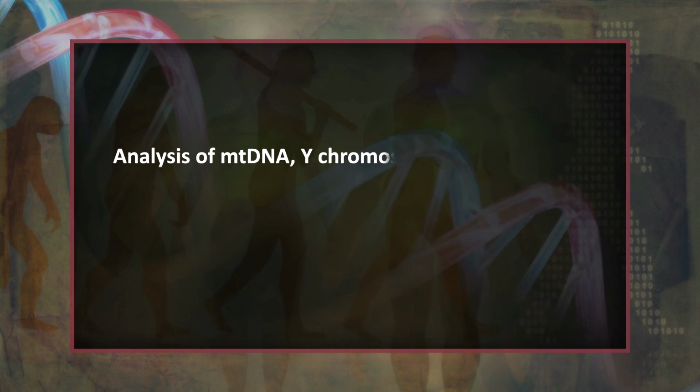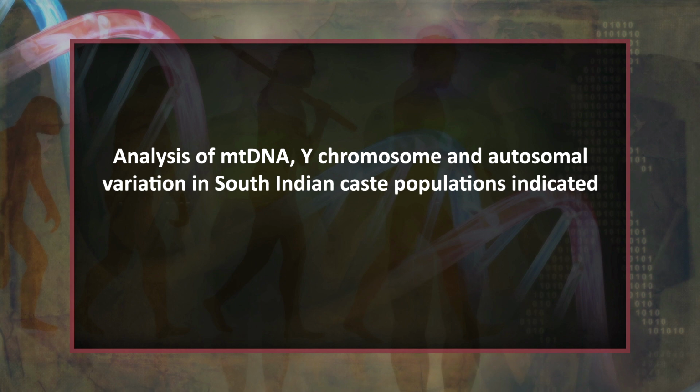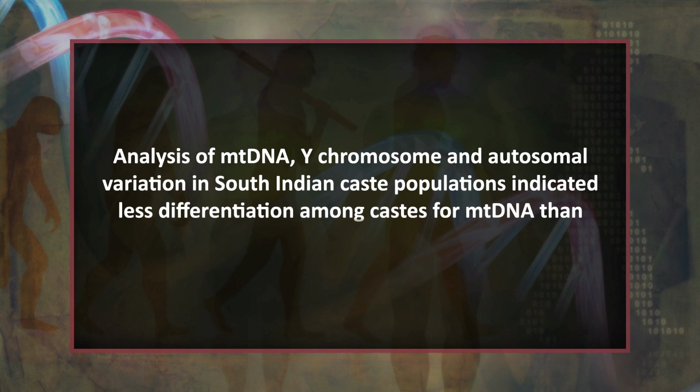An analysis of mitochondrial, Y chromosome and autosomal variation in South Indian caste populations indicated less differentiation among castes for mitochondrial than for Y chromosome DNA. This reflects greater levels of female mitochondrial DNA gene flow among castes than male Y chromosome gene flow.